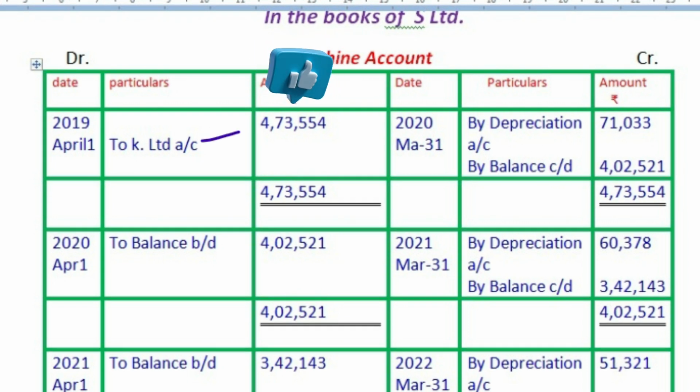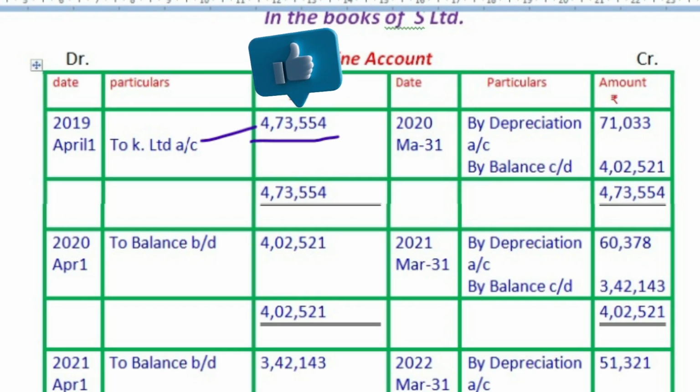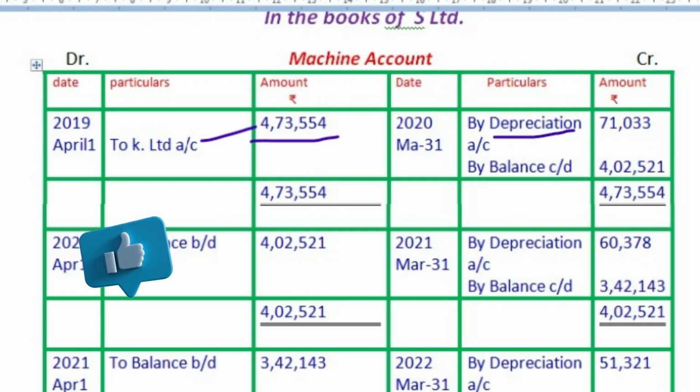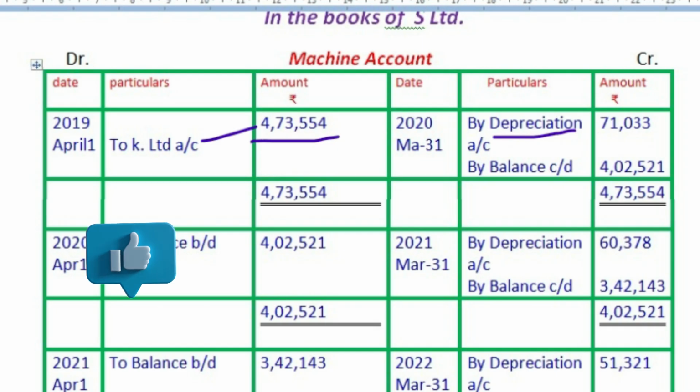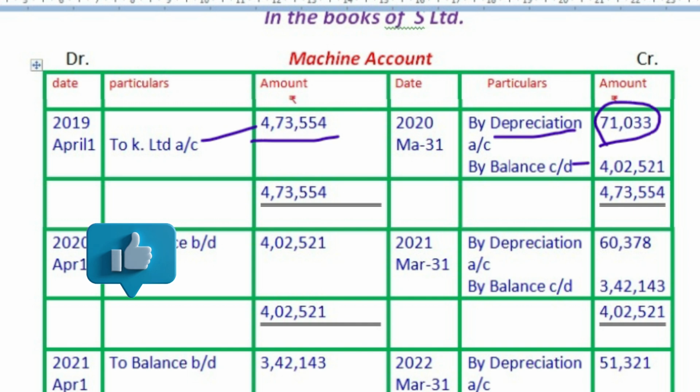Now K Limited's cash price of machine is 4,73,554. On this, the depreciation rate is 15%, and 15% of 4,73,554 is 71,033, and the balance calculated is 4,02,521, and this balance CD becomes BD for the next year.